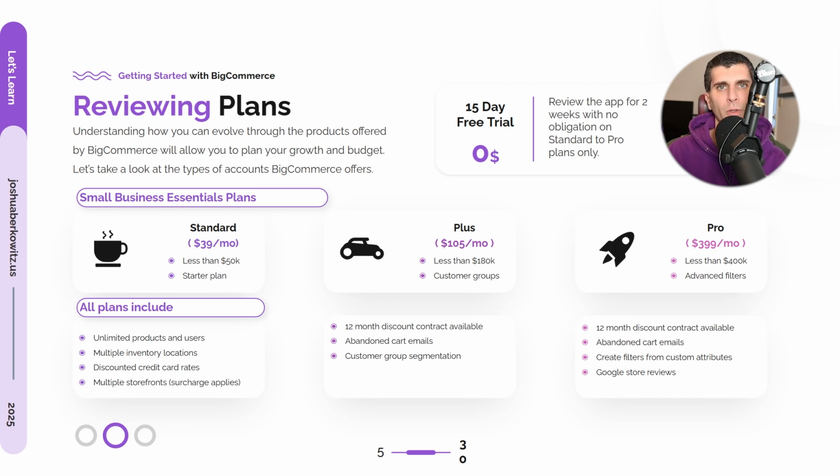All the plans include unlimited products and users, which is a nice competitive advantage. Multiple inventory locations and discounted credit card rates for those looking to get it started quickly or don't have their merchant accounts already. Multiple storefronts are available, so you can separate your business by wholesale and retail, or by specialized marketing incentives, or really however you want, and utilize the same backend or the same catalog. This comes as an additional surcharge, and the number of storefronts is different with each of the plans.